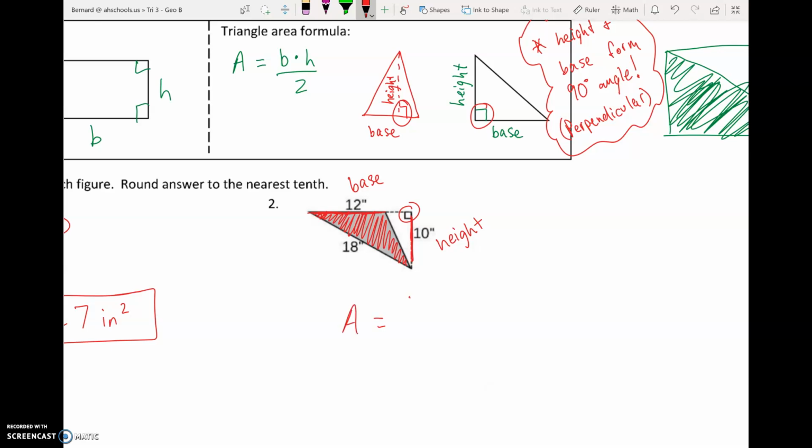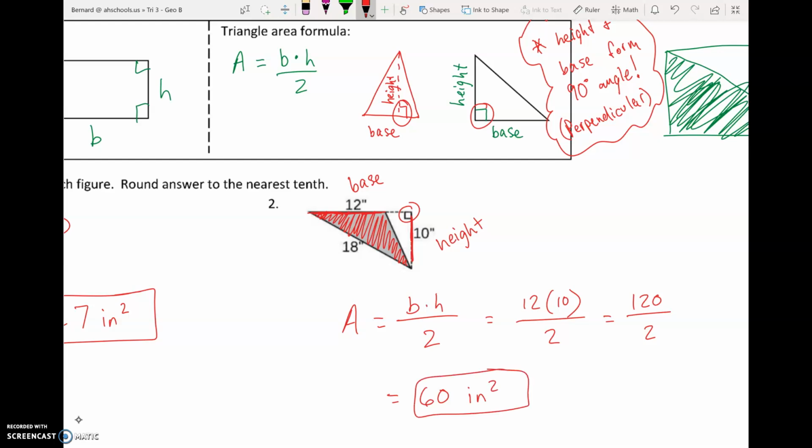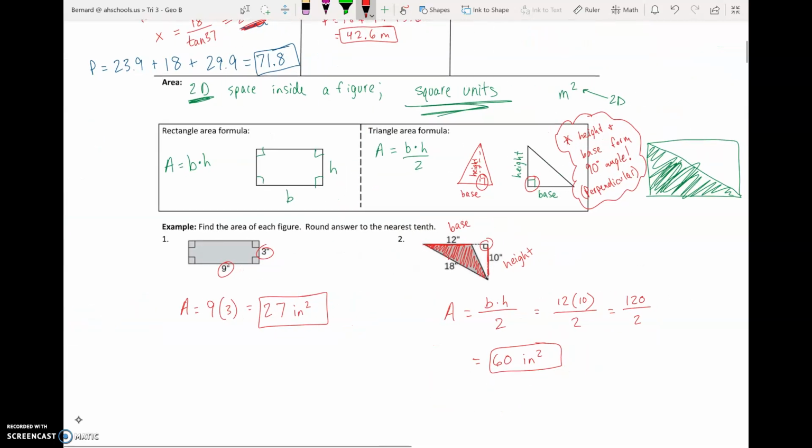And so our area will be base times height divided by 2. That's going to be 12 times 10 divided by 2. 12 times 10 is 120, and then 120 divided by 2 is going to be 60. And again, those are inches and squared. So 60 inches squared. All right.